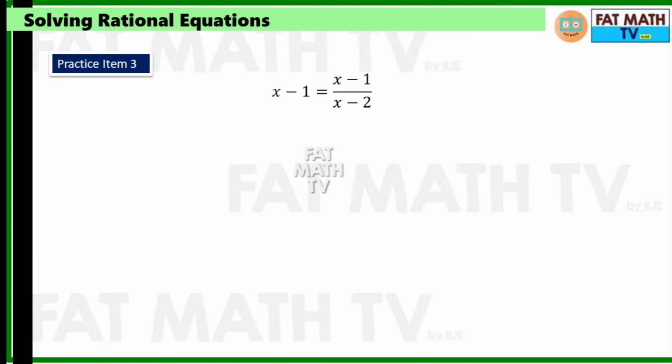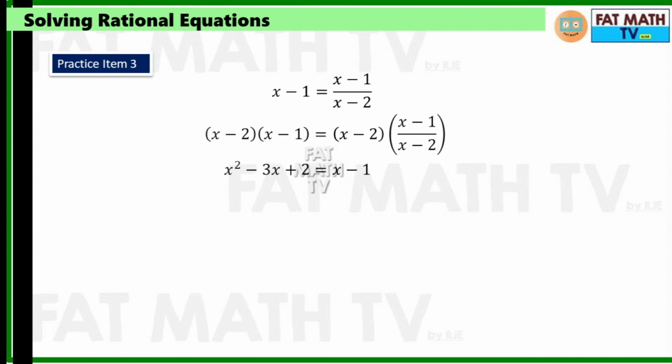Item number 3: x minus 1 equals (x minus 1) over (x minus 2). Multiply both sides by x minus 2. We will have x squared minus 3x plus 2, because you have to distribute, or multiply. And then the x minus 2 will cancel. We will have x minus 1 left on the right side.